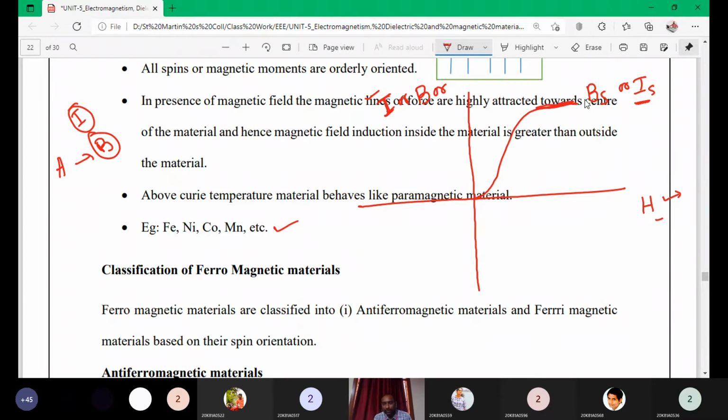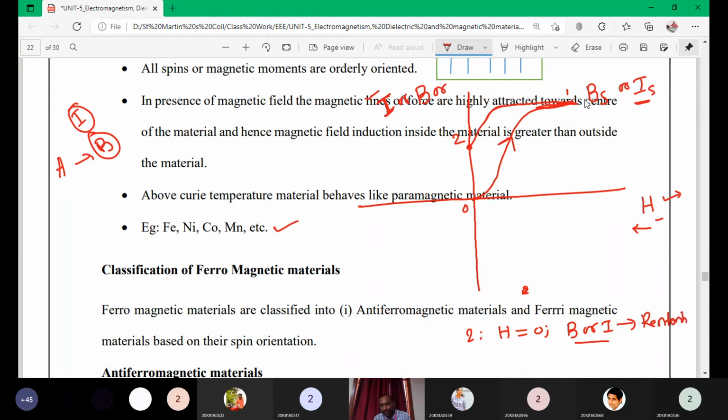We are reducing the magnetic field. As we decrease it, the magnetization reduces, but it does not follow the same path; it follows a different path. Suppose here is point 0, 1, and here 2. At point 2 the material has some magnetization, but the applied magnetic field H is 0. Even though H is 0, it shows some magnetic field or magnetization. This residual or spontaneous magnetization we call retentivity.